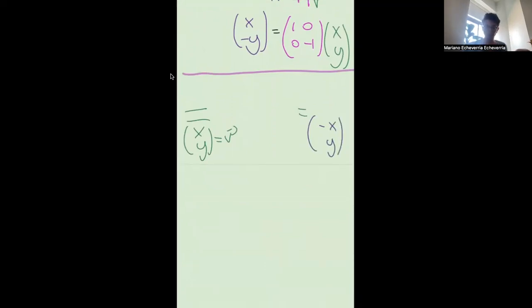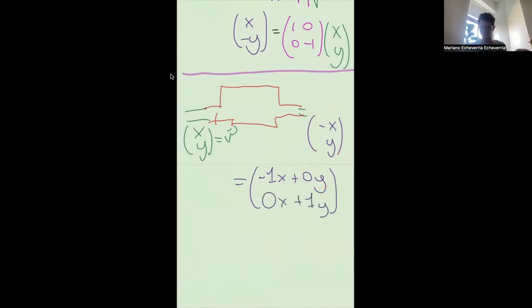It's fun to get used to doing this. It is literally just reading off the coefficients that are multiplying the variables. The only thing you have to get used to is rewriting this in a convenient way. So I can rewrite the entries as minus 1x plus 0y, because there's no y on the top. And then I can write it as 0x plus 1y. Is that making sense?